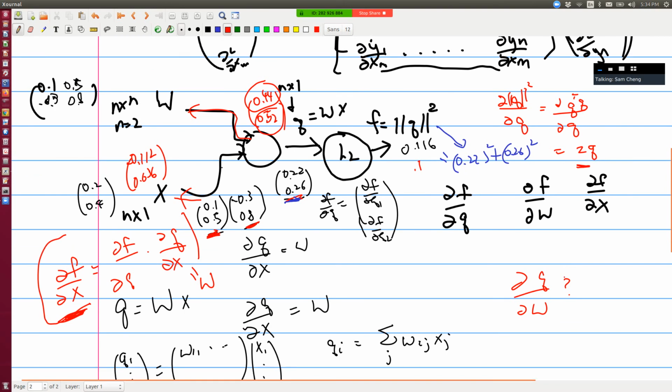What's the dimension of w? There are 4 elements there, right? So q is 2 by 1, with 2 elements. Then for partial q partial w, if I vectorize that, essentially this is a 4 by 1 vector and this is a 2 by 1 vector. So partial q partial w is actually the Jacobian.